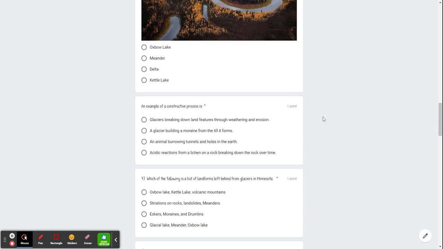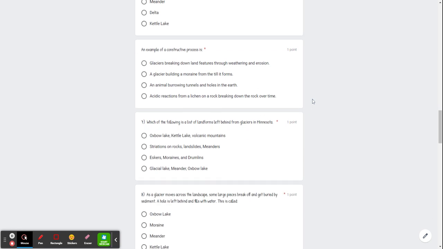Number 6, an example of a constructive process is: glaciers breaking down land features through weathering and erosion; a glacier building a moraine from the till it forms; an animal burrowing tunnels and holes in the earth; or acidic reactions from a lichen on a rock breaking down the rock over time. Which is a constructive process?